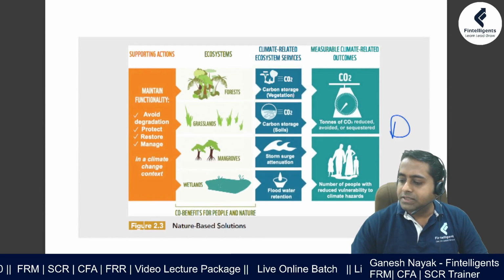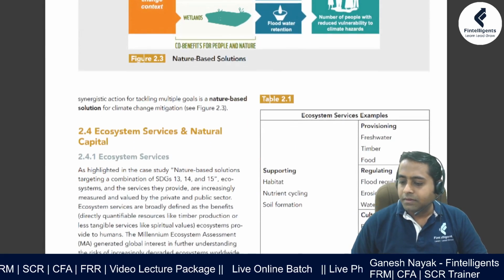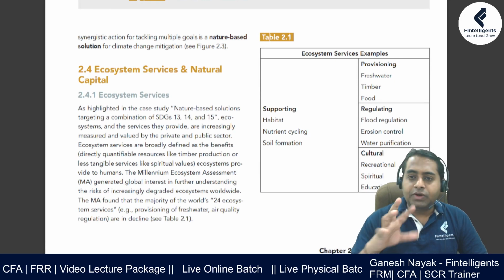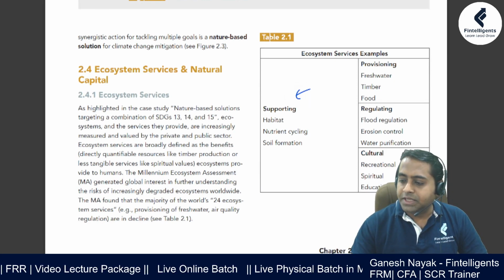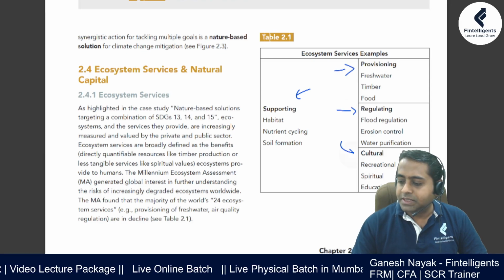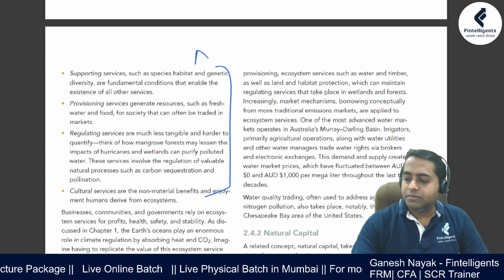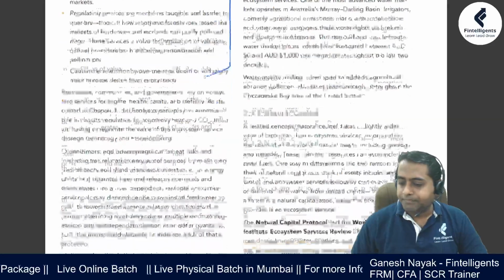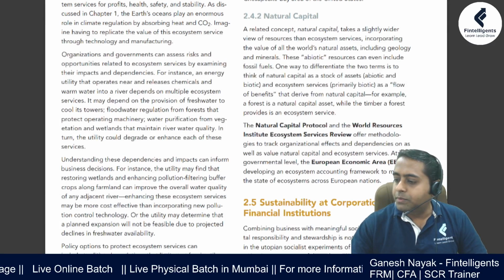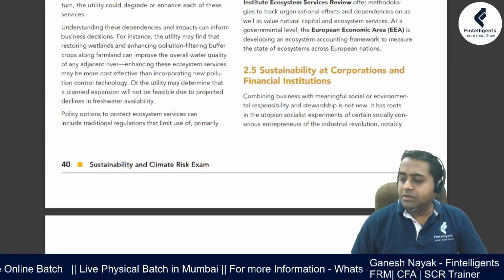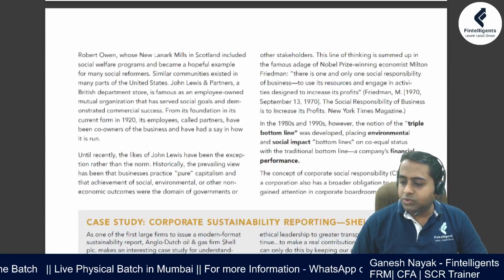We can also mark this diagram with a star. Ecosystem services. Basically, you need a clear understanding of what supporting means, what provisioning means, what regulating means, and what cultural means. Then you need to be clear what natural capital is. Mark this with a star.